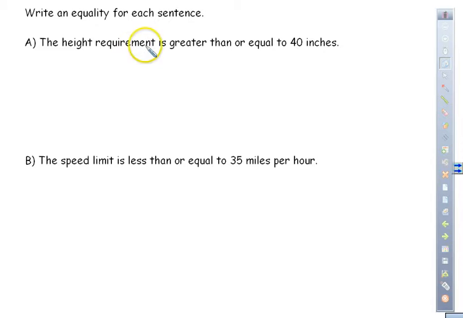So it says the height requirement is greater than or equal to 40 inches. So we're going to use any variable you want. Since it's talking about height requirement, we'll use h. And it says that it is greater than or equal to 40 inches. Okay, that is the inequality. This is what this statement is stating. So with that being said, go ahead and do letter B. Go ahead and hit pause.